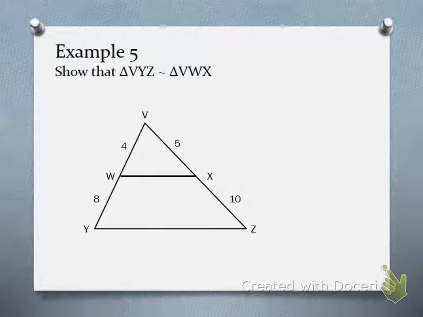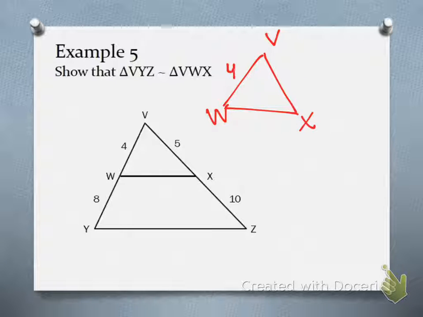So what happens if we draw these triangles separate from each other? So if this triangle is VWX, what's the side length of VW? 4. And the side length of VX? 5. And we don't know anything about the other side length, so we'll leave that blank.